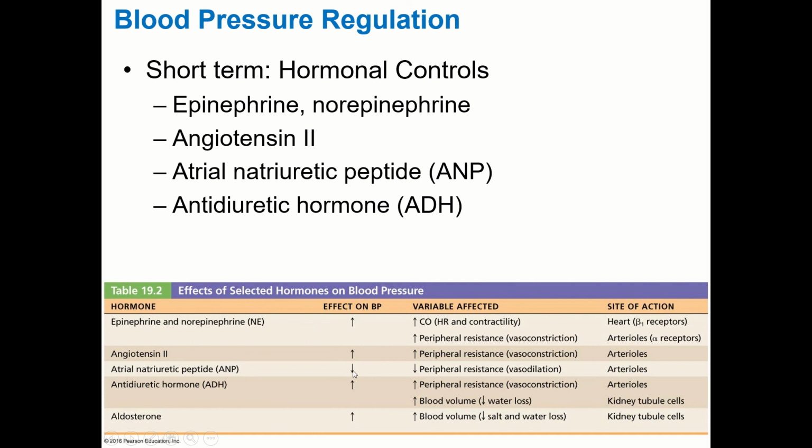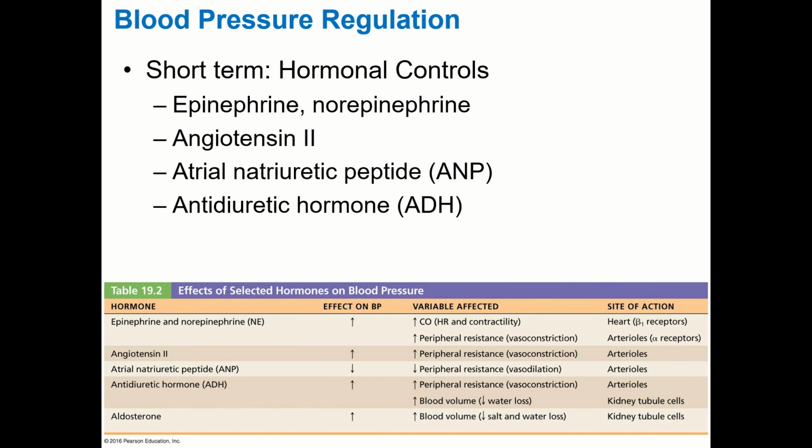And so ANP does the opposite. It actually decreases blood pressure. I wish they'd stuck it at the bottom, but they didn't. So ANP is produced by the atria of the heart, and it's released if blood volume and blood pressure get too high. And so it acts to antagonize, to do the opposite of aldosterone.